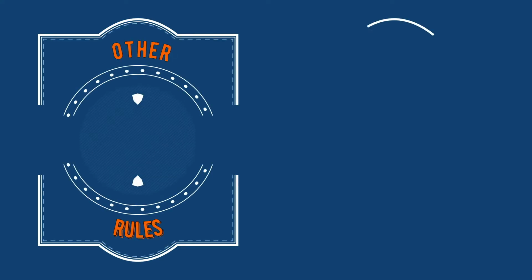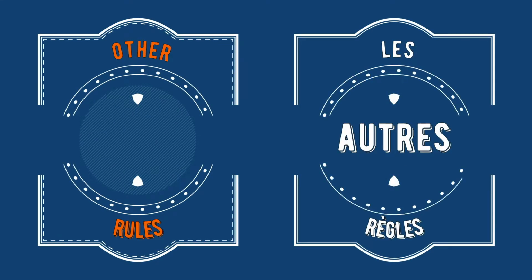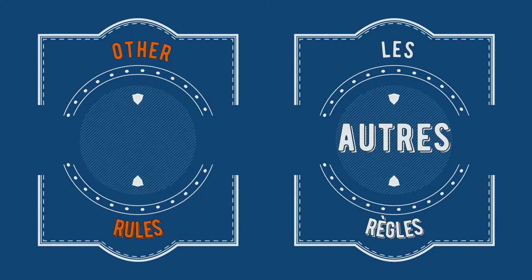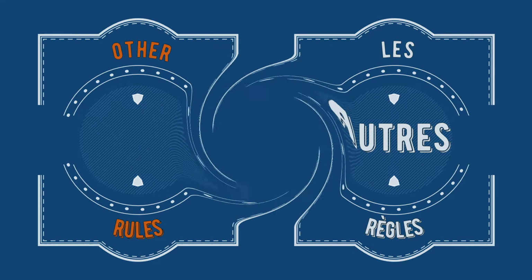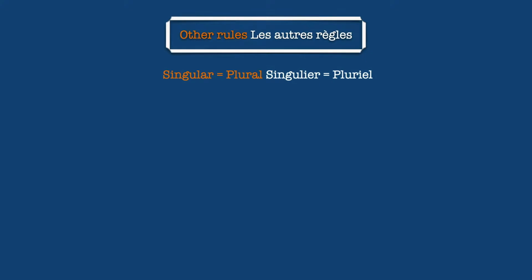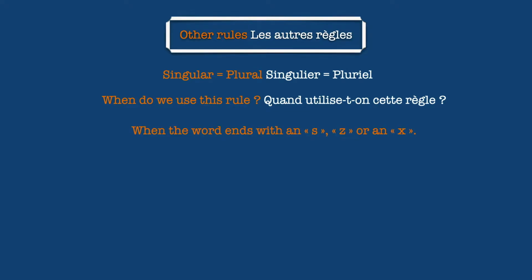Alright, that's all you need to know about the general rule, but there are other rules, other cases, that we are going to cover right now. Another rule that is even easier than the previous one is singular equals plural. But when do you have to use this rule? Well, you have to write plural the same way as singular when the word ends with an S, a Z, or an X.